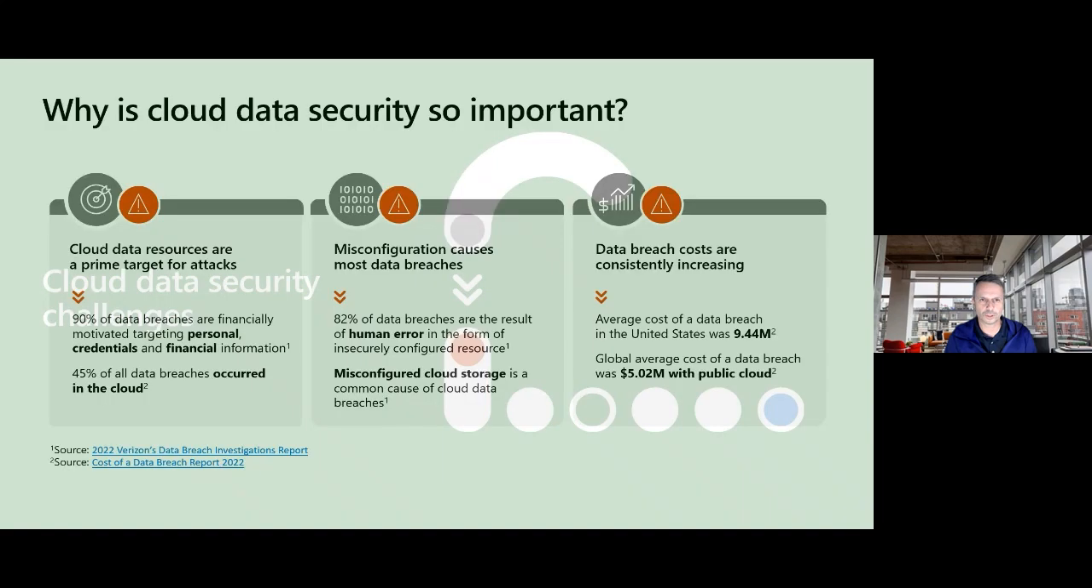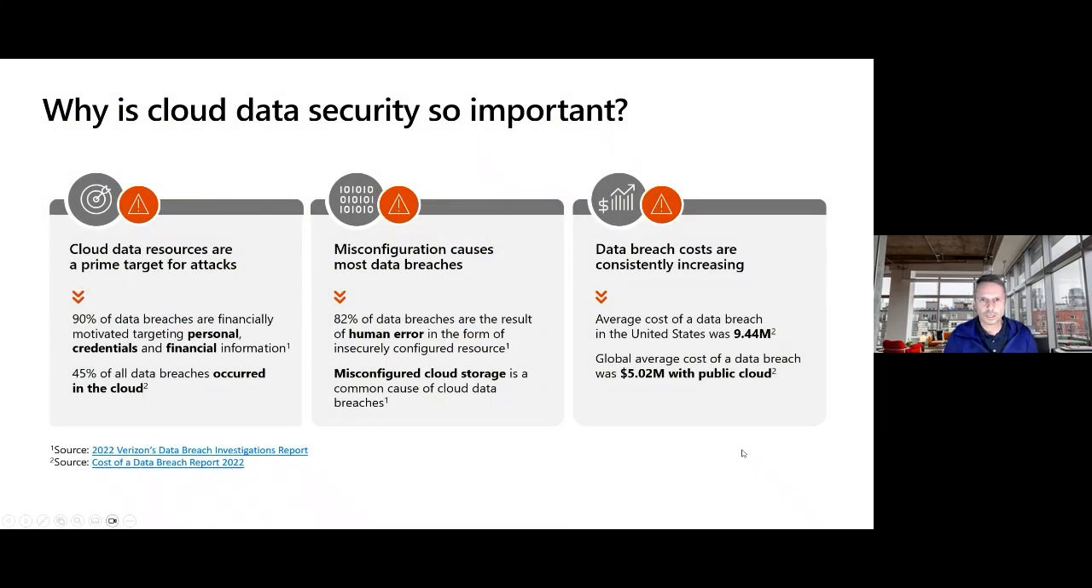Starting with the cloud data security challenges. In today's world, we know that data is the new gold. So we see a lot of organizations out there that are suffering from data breaches. In fact, 90% of the data breaches that we are seeing are financially motivated, meaning that attackers are not just looking to penetrate the organization, but they have specific information that they are looking to find within your organization. In fact, we are seeing that because of the vast adoption of cloud, 45% of data breaches happen on the cloud. We are also learning that 82% of the breaches are happening because of human error. And that is something that is continuously happening.